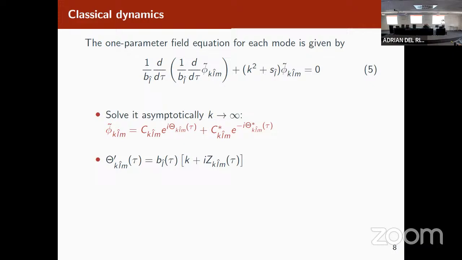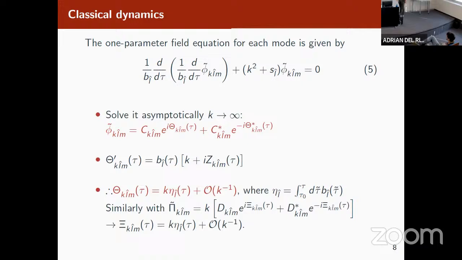So using convenient initial conditions, we can determine the form of this theta. And so this theta, capital theta, will be K times eta, where eta is the conformal time given by the integral of this B hat factor. And we can do the same for the canonical conjugate momentum. So we can express it as this form over here. And we're gonna find that its phases will be of the same form and the same order of theta.